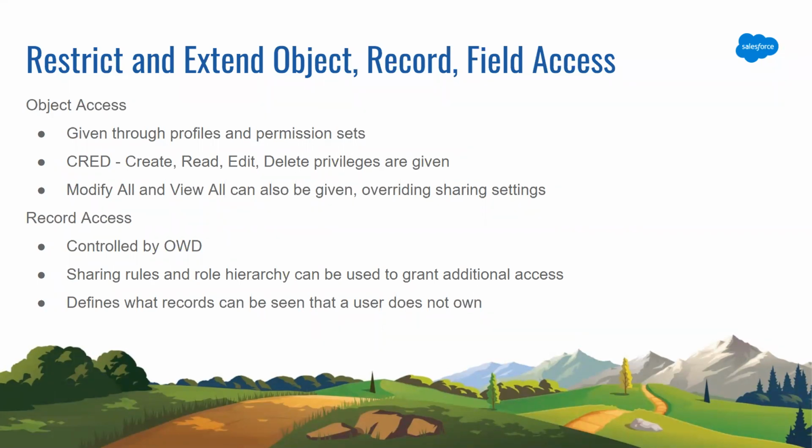For your records, they are generally controlled by the organization-wide defaults. Generally, this is the only way that we're able to restrict access, because all of the other methods are essentially granting access gradually. The sharing rules and the role hierarchy can be used to grant additional access.